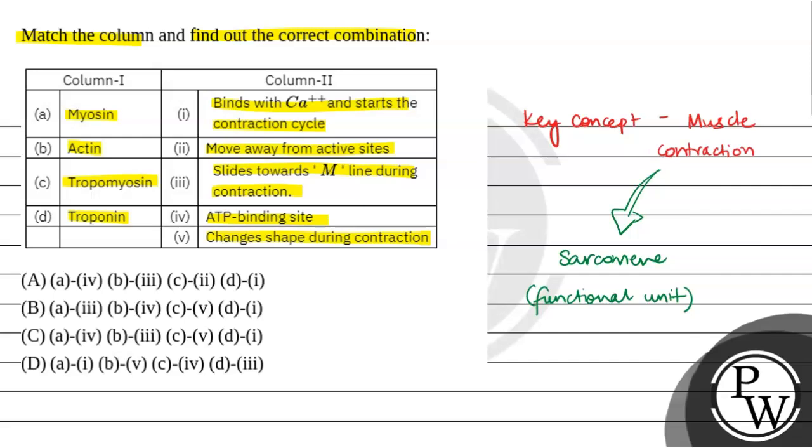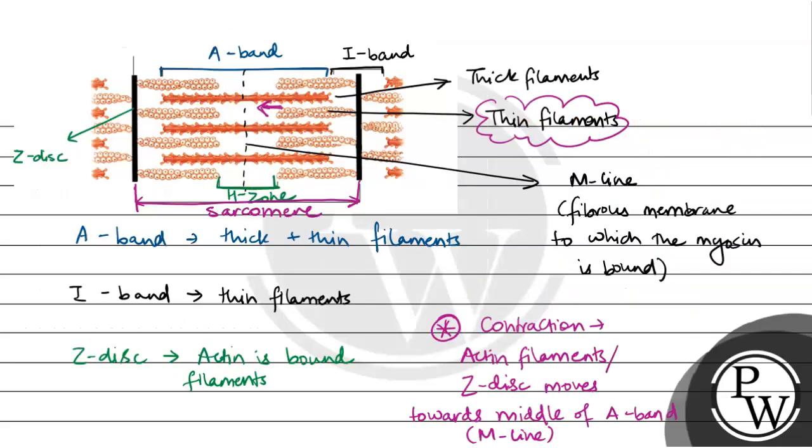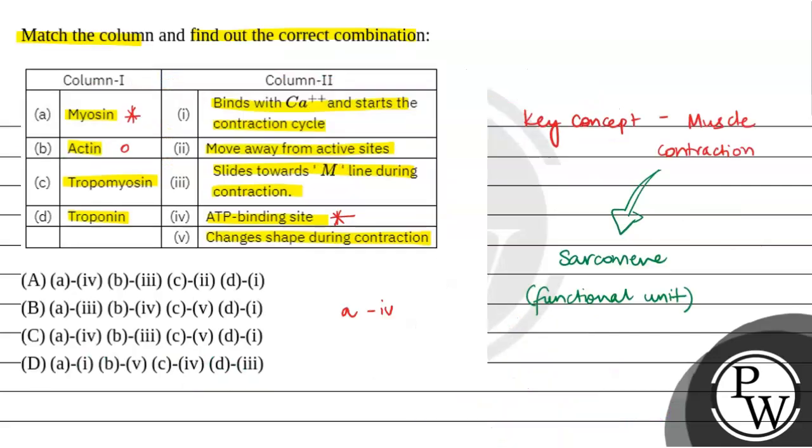क्वेश्चन में सबसे पहले दिया हुआ है हमें मायोसिन. मायोसिन जो होता है, वी जस्ट सॉ कि मायोसिन के हेड में एटीपी बाइंडिंग साइट होता है. सो ए इज पेयर्ड विद 4. सेकंड इज गिवन एक्टिन. इन दिस डायग्राम वी सॉ जो एक्टिन होता है वो एम लाइन की तरफ मूव करता है. सो द एक्टिन इज द रीजन विच स्लाइड्स टुवर्ड्स द एम लाइन ड्यूरिंग कॉन्ट्रैक्शन. सो बी का हो गया 3.